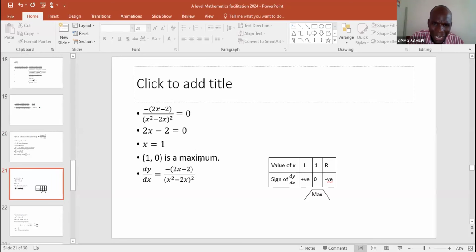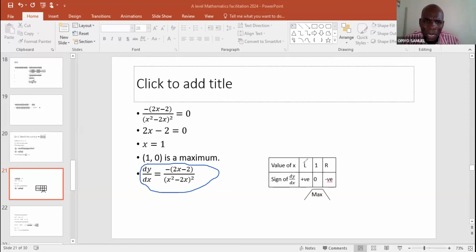But you need to investigate the nature. We can investigate the nature using this one. We call this one the gradient table. So our dy/dx is this one. We need to investigate the sign of dy/dx left and right of 1. 1 is the x coordinate of the turning point. So we have 1. When you substitute x equals 1 here, you get 0. And when it is 0, it means the gradient is flat, parallel to the x-axis. That's why here is flat.